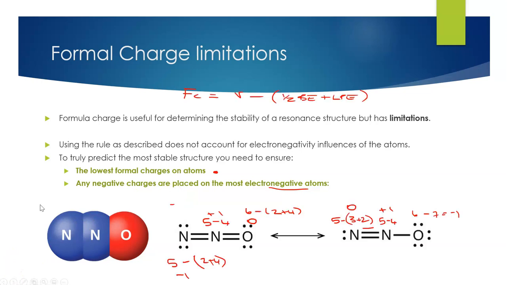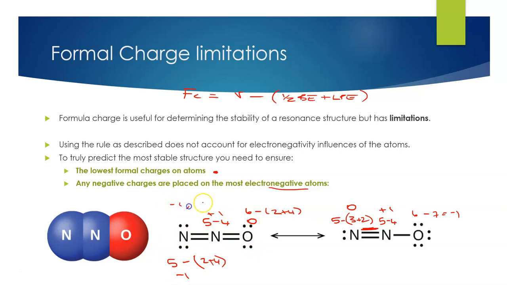Okay, I stitched you up a little bit there. There's actually an error in this structure here. You needed to have a triple bond there. Sorry about that. But if we have a look at this and we now calculate them, you can see that we have -1 on this nitrogen, +1 on this nitrogen, and 0.